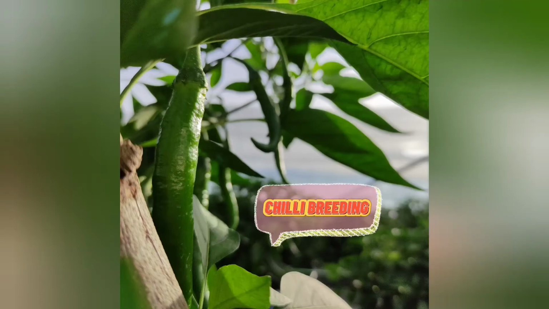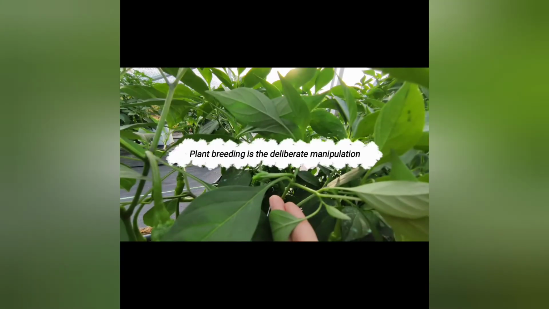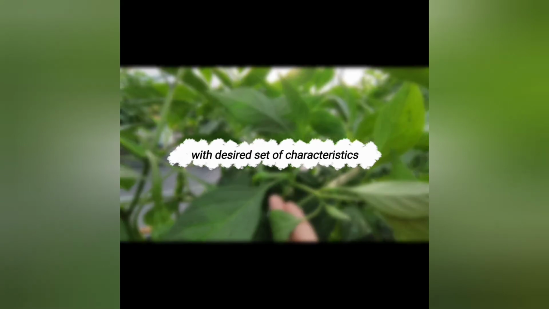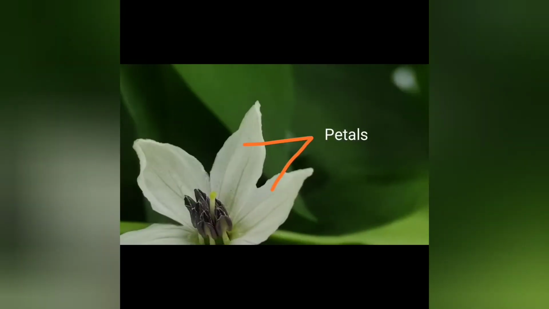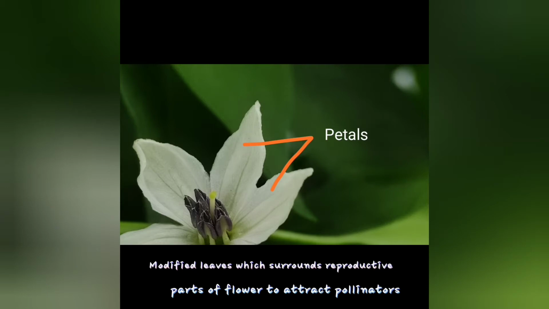About chili breeding. Plant breeding is the deliberate manipulation of plant attributes to produce new varieties with a desired set of characteristics. The reproductive organs consist of petals, stigma, pistil, and stamen. Petals are modified leaves which surround the reproductive parts of the flower to attract pollinators.